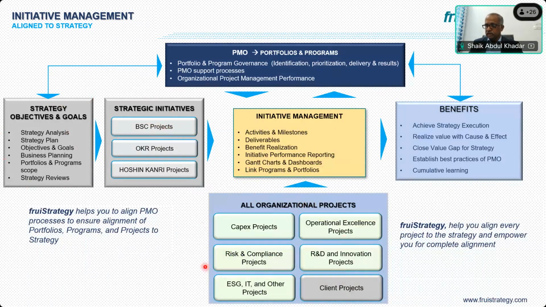All your organizational projects pump into the initiative management. If you have too many projects, you cannot manage them independently. You need to have the PMO, the project management office, to do all the prioritization. So you get the benefit of achieving holistic strategic transformation, because each project gives you some sort of value and they are interlinked.